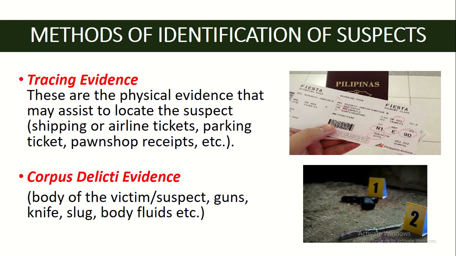First is tracing evidence. Tracing evidence refers to evidence that may assist the investigator to establish the whereabouts or location of the suspect for the purpose of identification and arrest as well. On the other hand, corpus delicti evidence refers to all the physical evidence present at the crime scene which are essential in crime scene reconstruction.